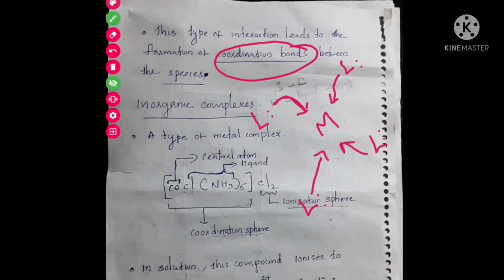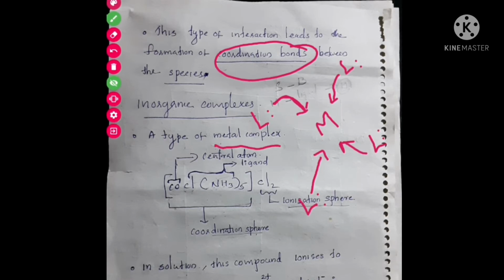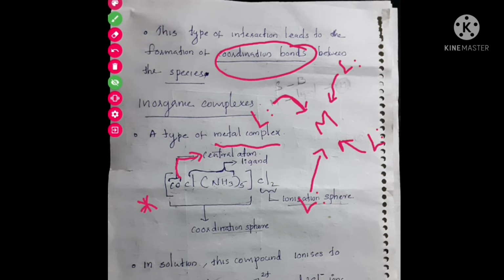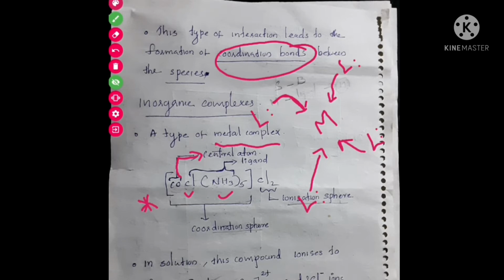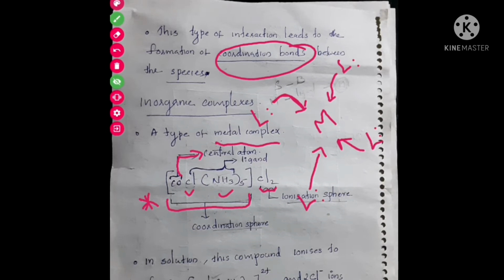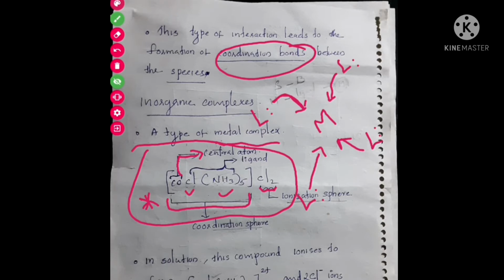Now move on to inorganic complexes. Inorganic complexes are a type of metal complex. Here you can see an example of an inorganic complex. Here cobalt is the central atom. This is our substrate. And chloride ion and ammonia, you can see here, these are ligands. This is the coordination sphere. The first one is known as the coordination sphere, and this one is known as the ionization sphere. So this is an example of an inorganic complex or a metal complex.